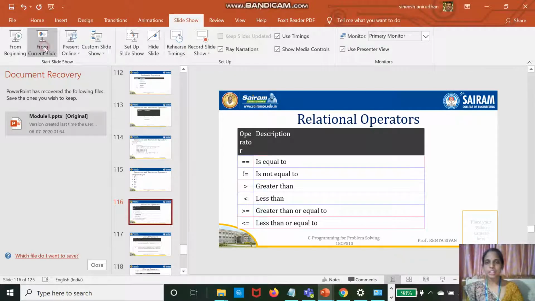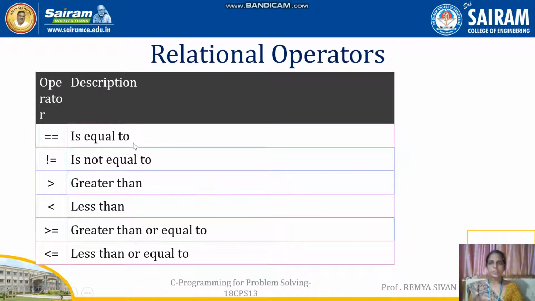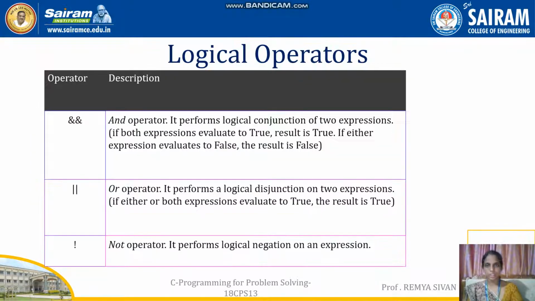Hope you understood relational operators, which are used to compare two variables. Equal to is used to check whether two variables are equal. Not equal to is used to check whether two variables are not equal. Greater than is used to check whether the first variable is greater than the second variable. This one is used to check whether the first variable is less than the second variable. And these two are used to check whether the two variables are greater than or equal, or less than or equal. The next operators are logical operators.